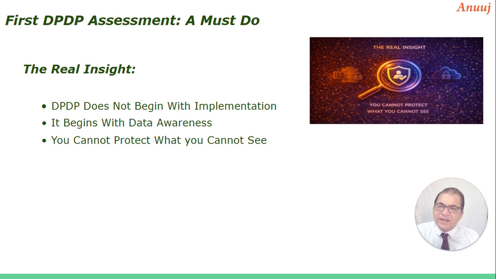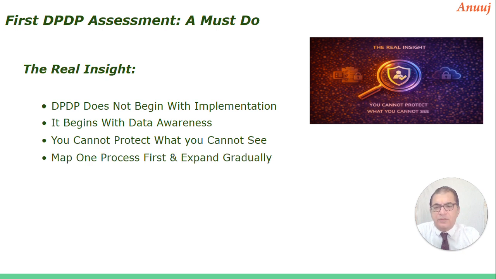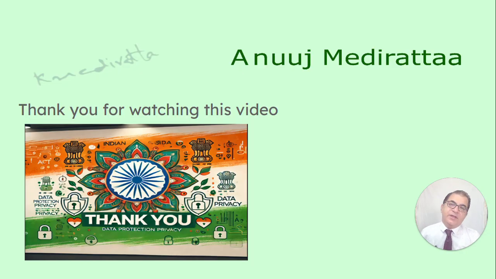Maybe it is getting even backed up every day. You'll realize for the last 5 years you are using tapes to back up something that you never needed. Shadow IT, right? Your resources are going off. You need to be careful about it. And why more careful about it now? Because now if that gets breached and you get accused of breach, your problem. You cannot protect something that you cannot see. Map only one process first and then expand it gradually to achieve a proper success. So that's about where you should start your DPDP implementation.